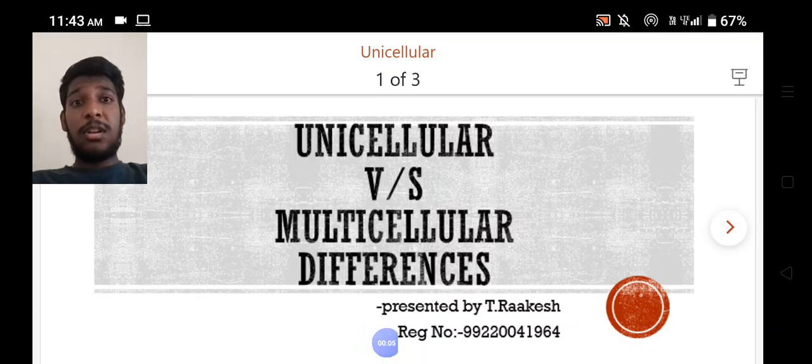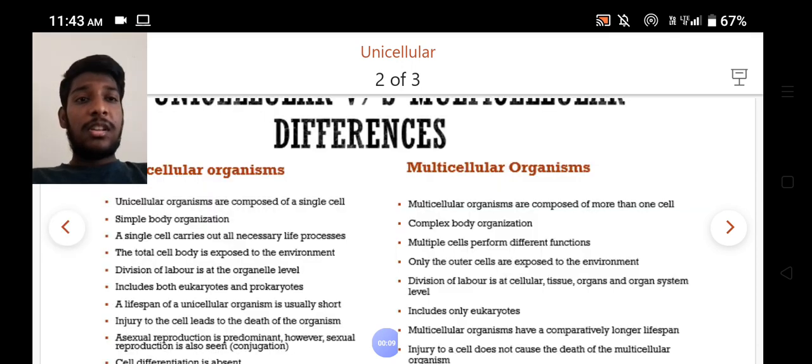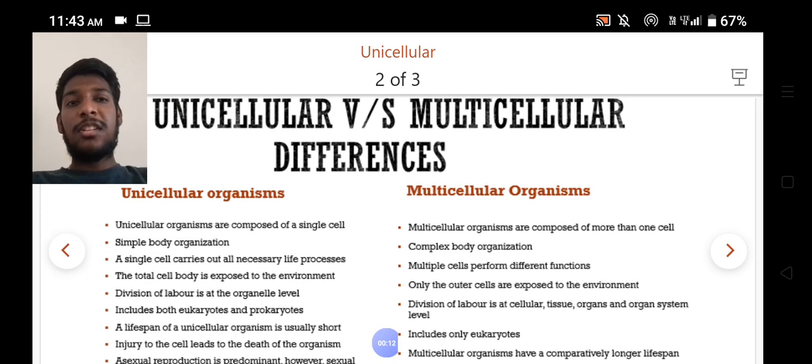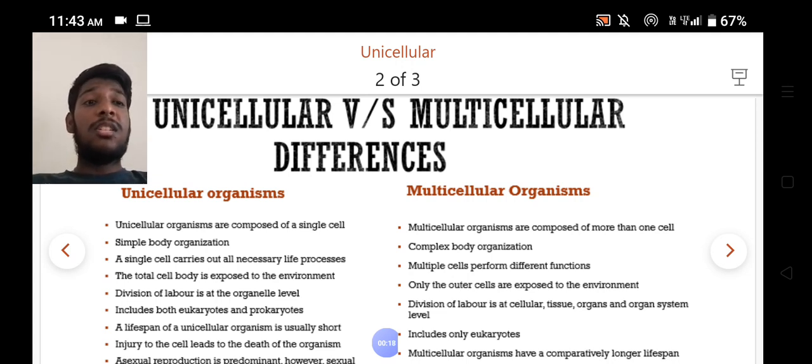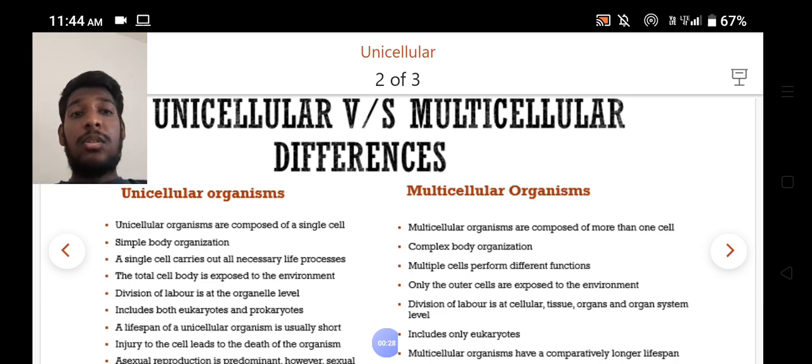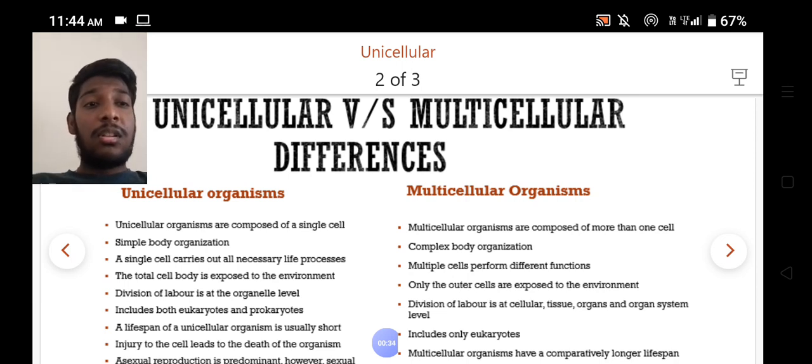Today I am going to explain unicellular versus multicellular organisms. Unicellular organisms are composed of a single cell, whereas multicellular organisms are composed of more than one cell. Unicellular organisms have simple body organelles, whereas multicellular organisms have complex body organelles.